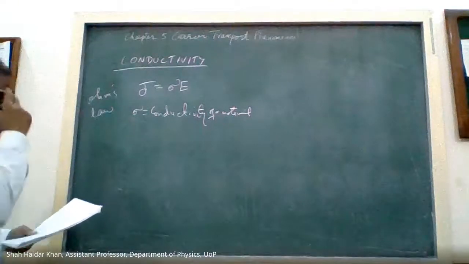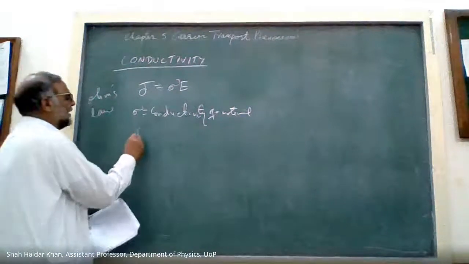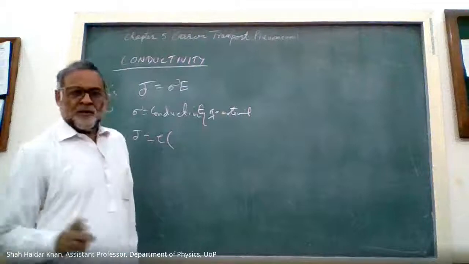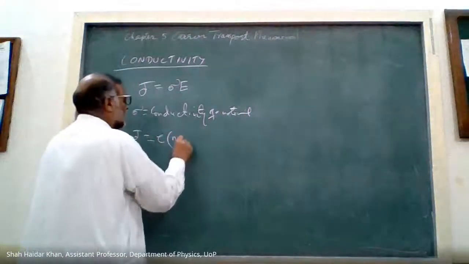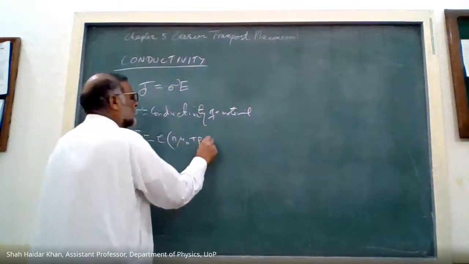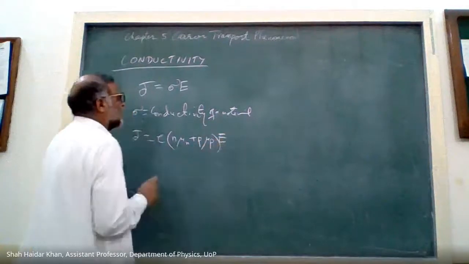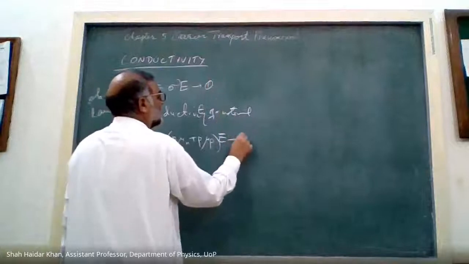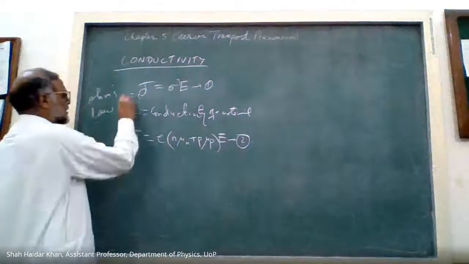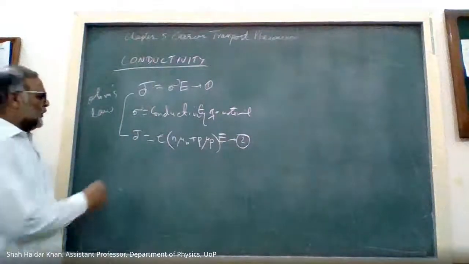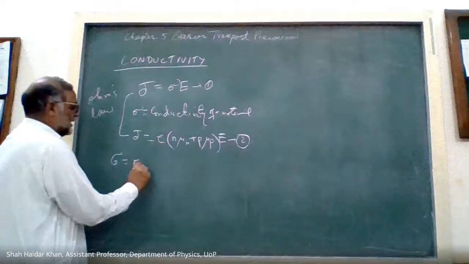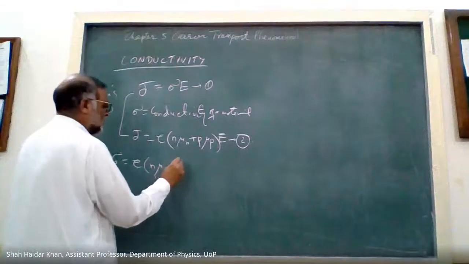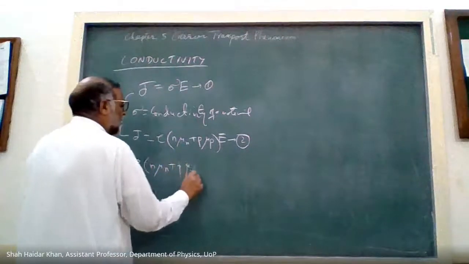Okay. So we also know that J is equal to e(mu_n n + mu_p p)E from our previous discussion. That is equation number 1, and that is equation number 2. If we compare these two equations, we get that the conductivity sigma is equal to e(n mu_n + p mu_p).